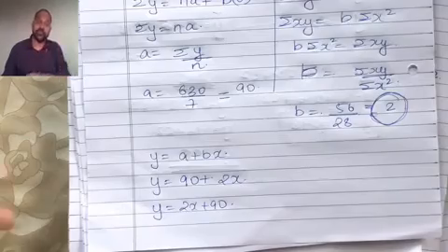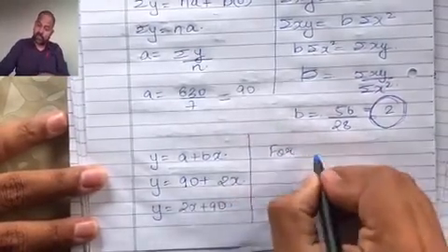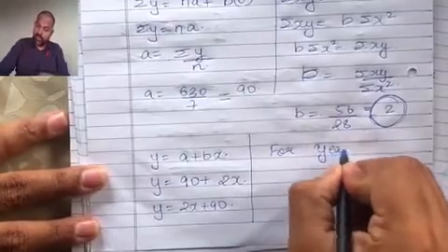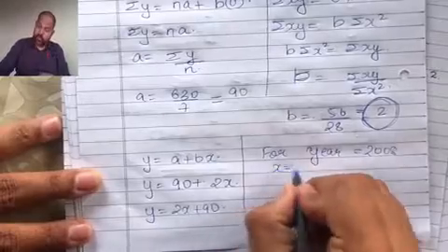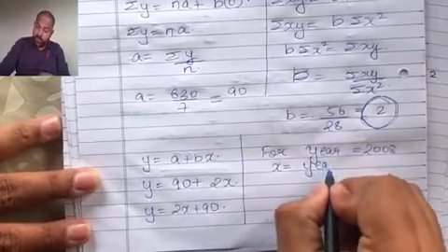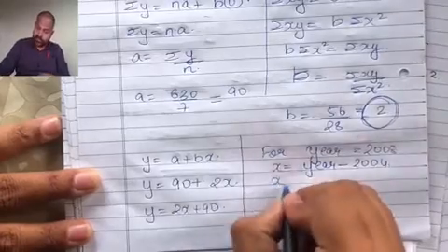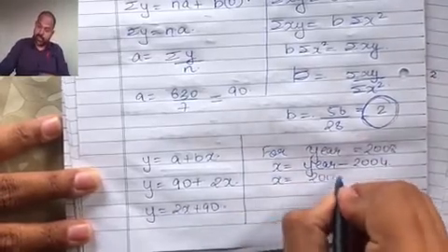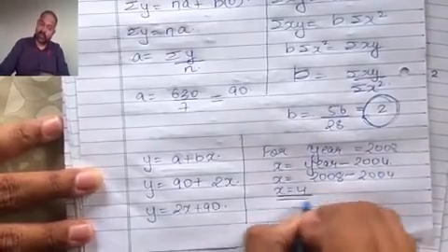Why? Because your shift was different. So now you will say, for the year 2008, x is going to be the year minus 2004. So x is going to be 2008 minus 2004. X is going to be 4.